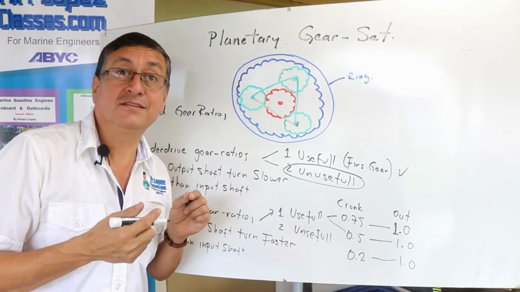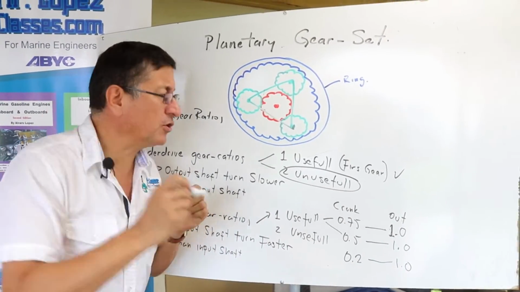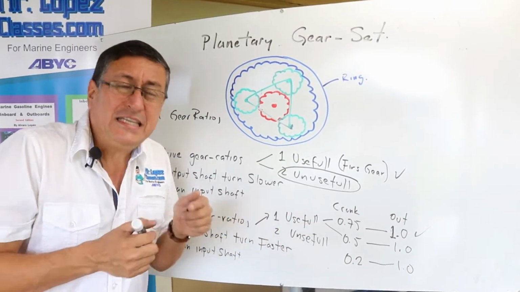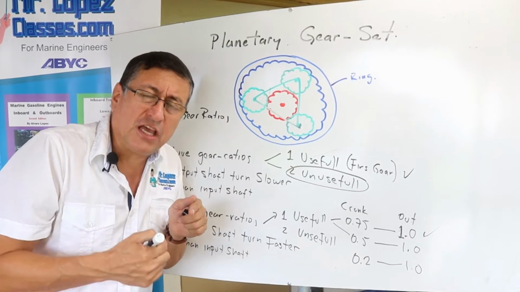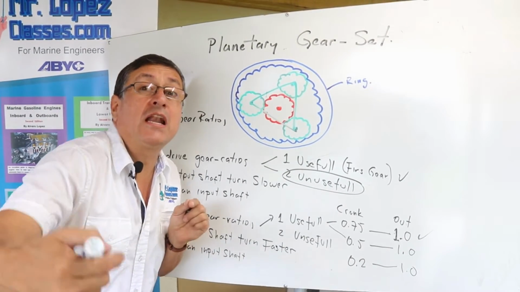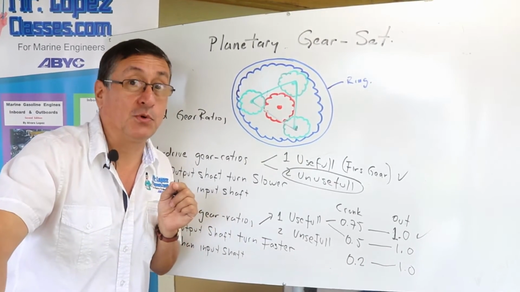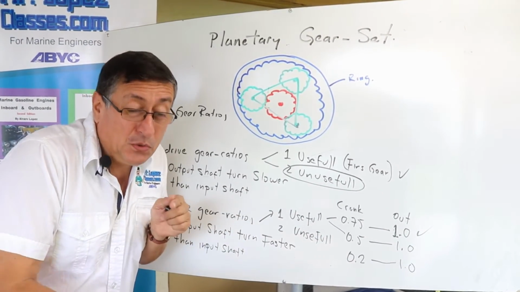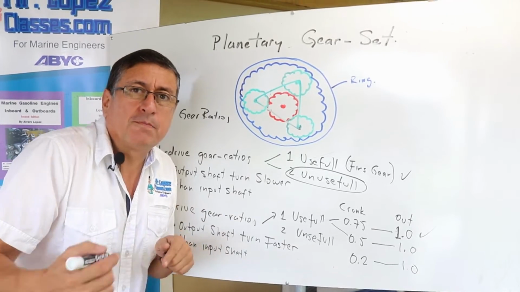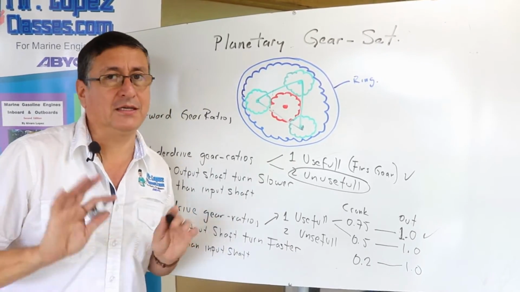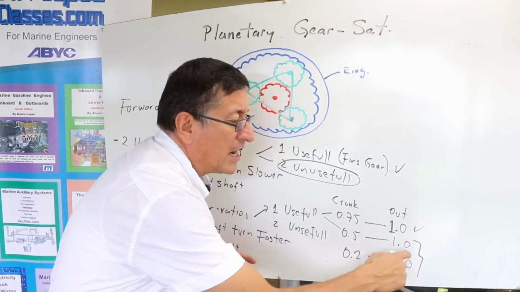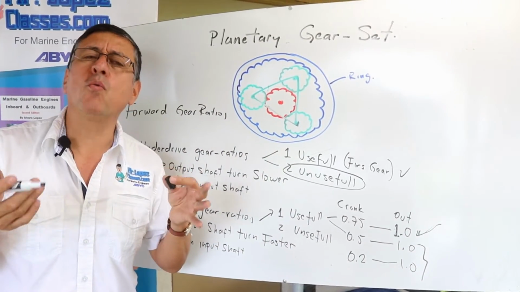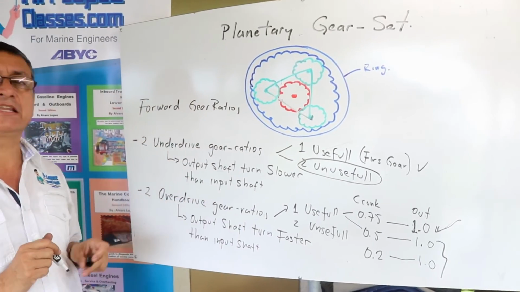Okay, this is overdrive. This is the most common. This is the most useful. Other one, 0.5 rotation of the crankshaft produces 1 rotation in the output shaft. Oh, that's too much. It is not useful. The other one, 0.2 rotation of the crankshaft produces 1 rotation. That's crazy. Those are unuseful. This one is useful, the first one, 0.7 to 1. This is the most common for overdrive.